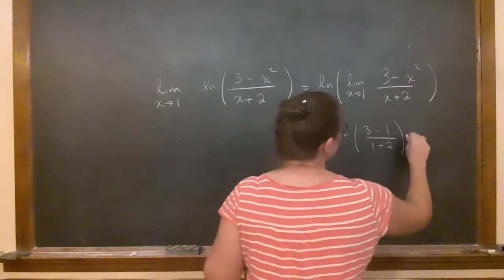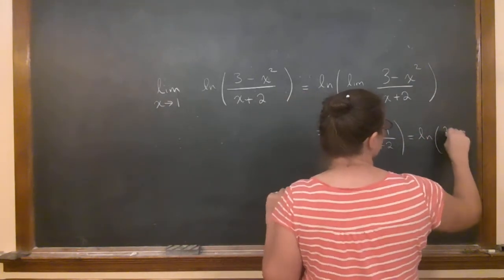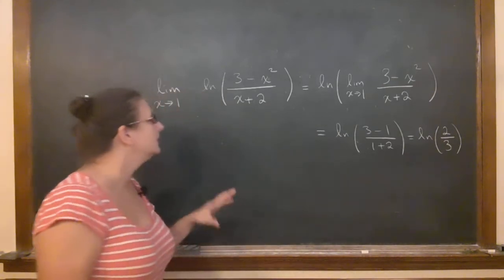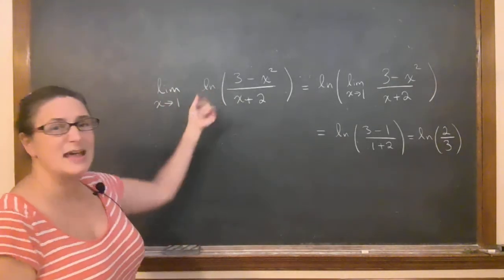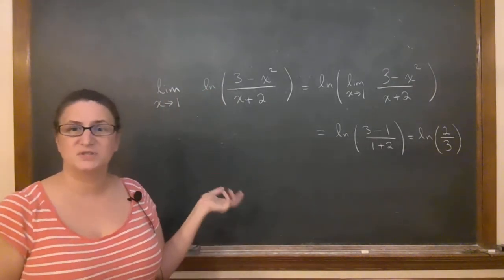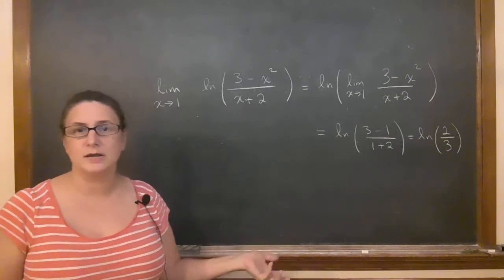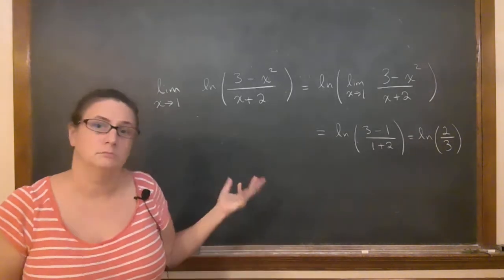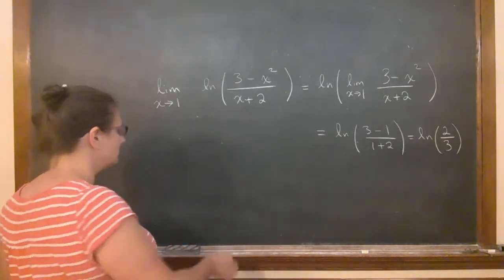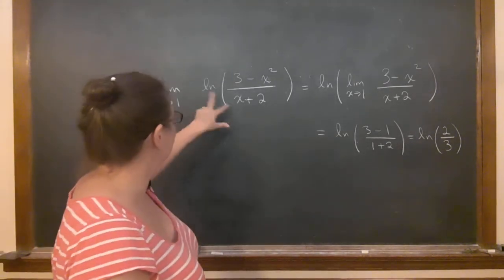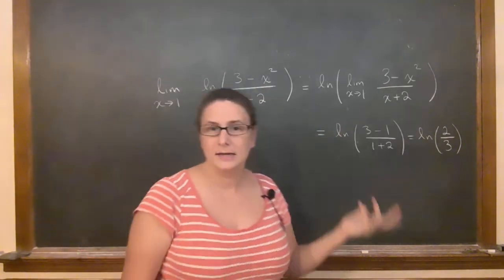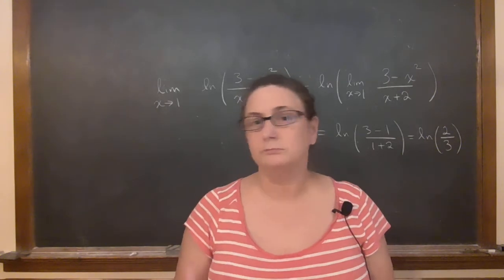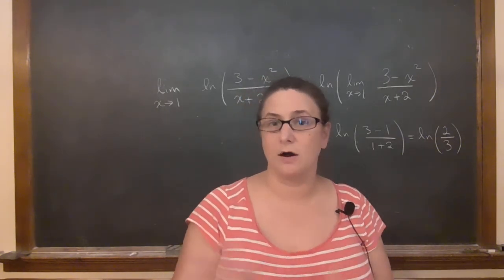And this is fine, right? This is natural log of 2/3. I couldn't do it if I ended up with something negative or something that was 0, right? Because those numbers aren't in the domain of natural log. But I can do it now because at 1, whatever this mess is, it's going to be continuous because I've got some continuous functions that are composed.